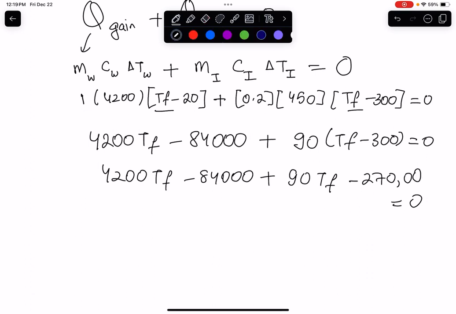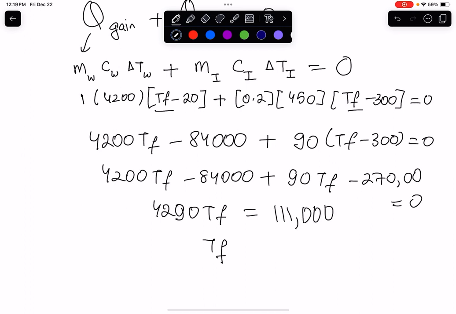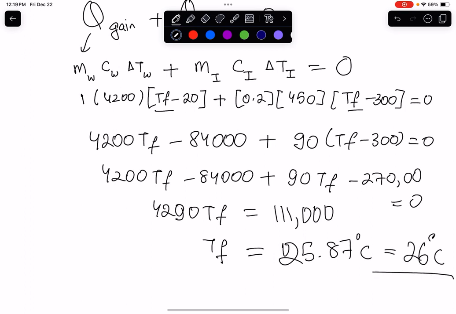If we put all this together, 4200 plus 90, so you get 4290 TF is equal to 27,000 plus 84,000. If we add that up, this comes to 111,000. And so the final temperature, if you do the math, comes out to be 25.87 degrees Celsius, which in this case is 26 degrees Celsius.